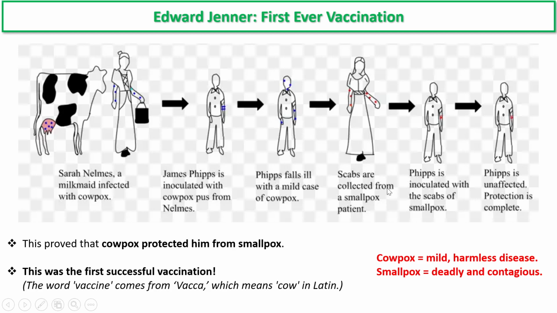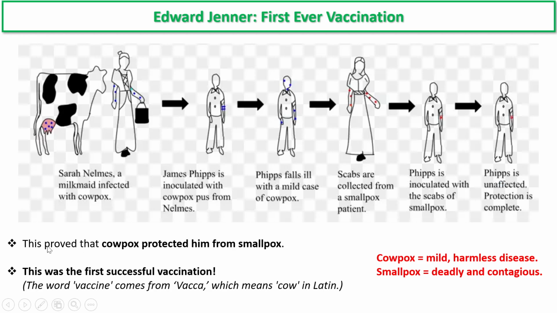Then later on, scabs were collected from a smallpox patient. Edward Jenner took some inoculum from a person infected with smallpox. Initially he inoculated from the cowpox-infected woman, then he took the pus from the smallpox-infected person and inoculated that into this boy. Then he found that Phipps was unaffected. He was not getting smallpox disease. Smallpox is a deadly and contagious disease, but this small boy, already inoculated with cowpox pus, was not getting infected.